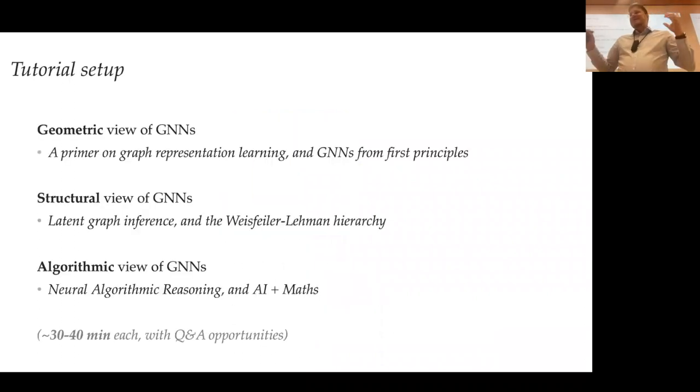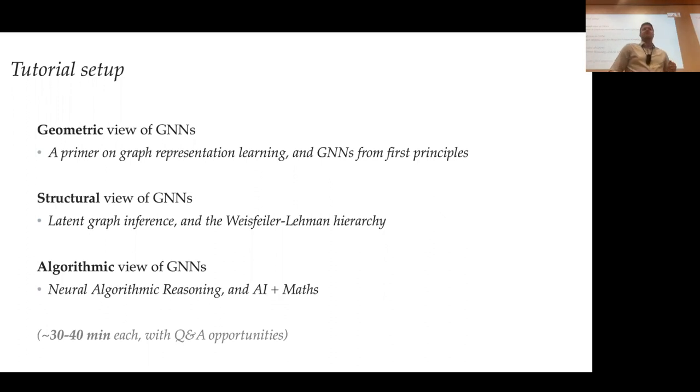So what this tutorial will cover: we will start with a geometric view of graph neural networks, which will tell you in a nutshell how graph representation learning is set up mathematically. And we're going to derive a graph neural network from first principles. So I'm not going to start by telling you the equation of a graph neural network. I'm going to start by telling you the principles from which you can derive the equation of a graph neural network yourself, okay?